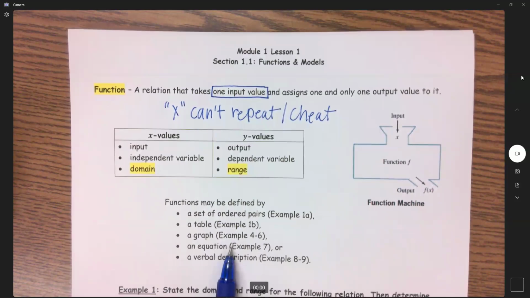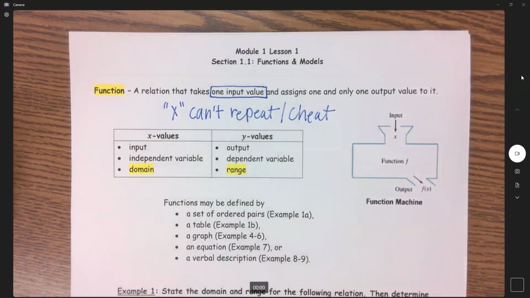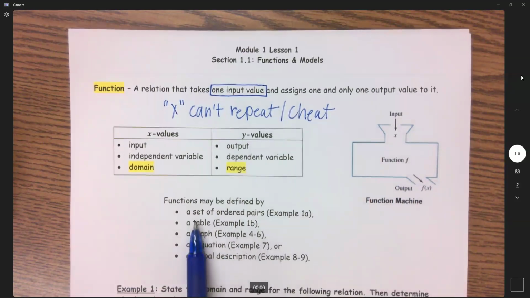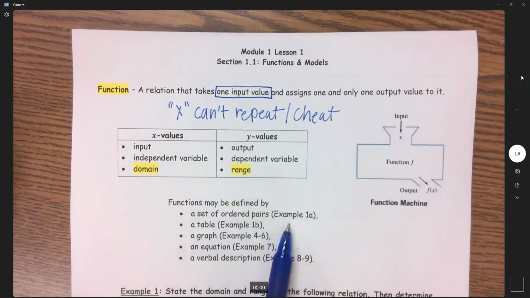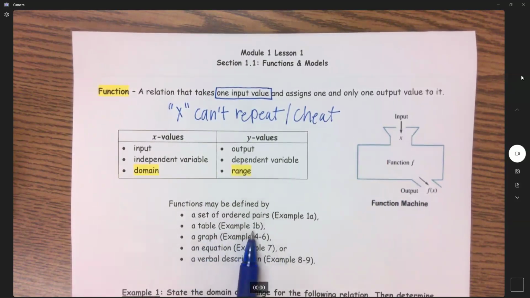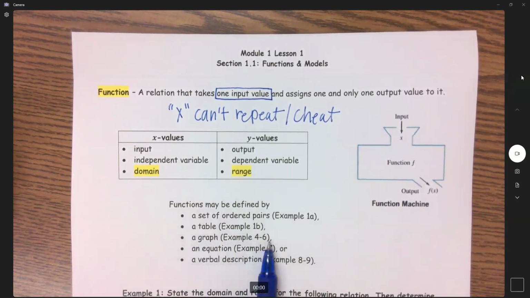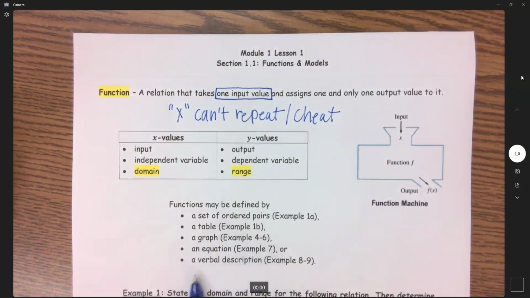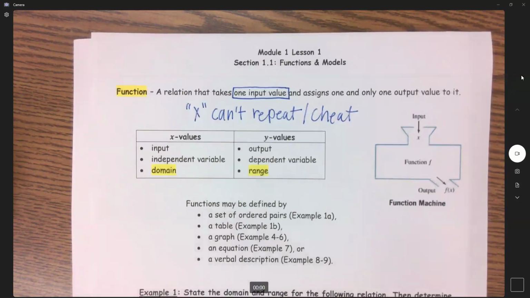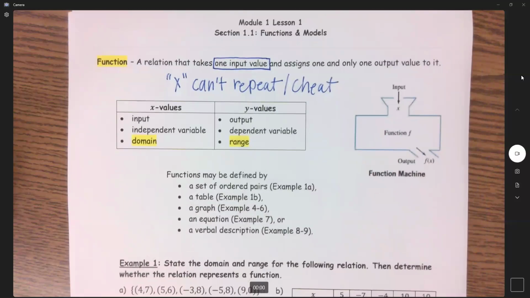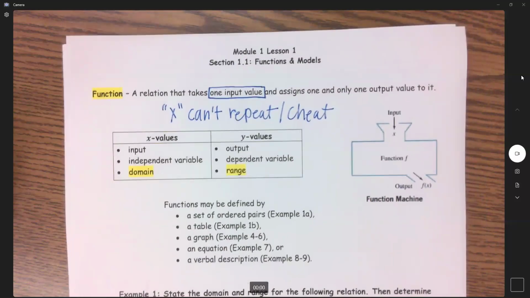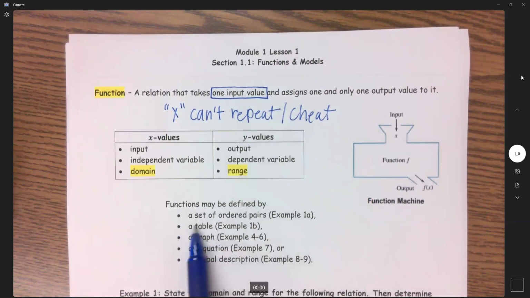Now, functions can be defined by a variety of ways. They can be a set of ordered pairs, which we'll go over in example 1a, a table, which will be example 1b, a graph, which is examples 4 through 6, an equation, which will be example 7, and then the last type is a verbal description, which we will go over in examples 8 and 9. So continue on to the next video, and we will go over functions that are defined by a set of ordered pairs.